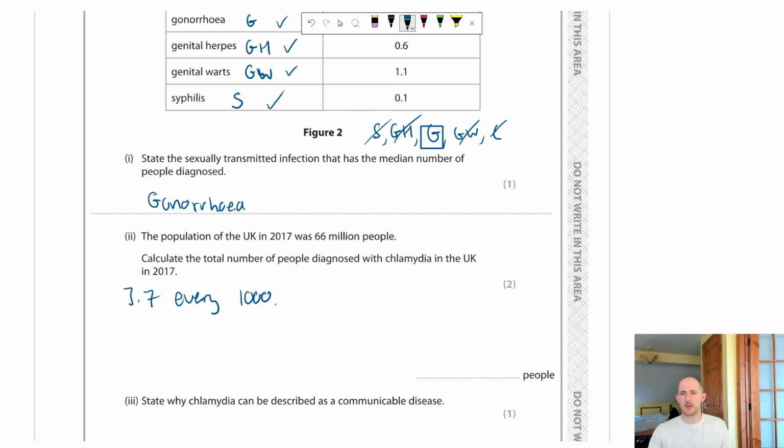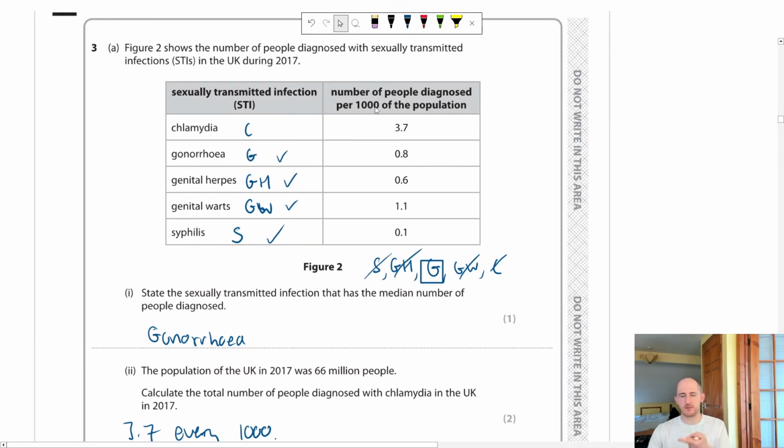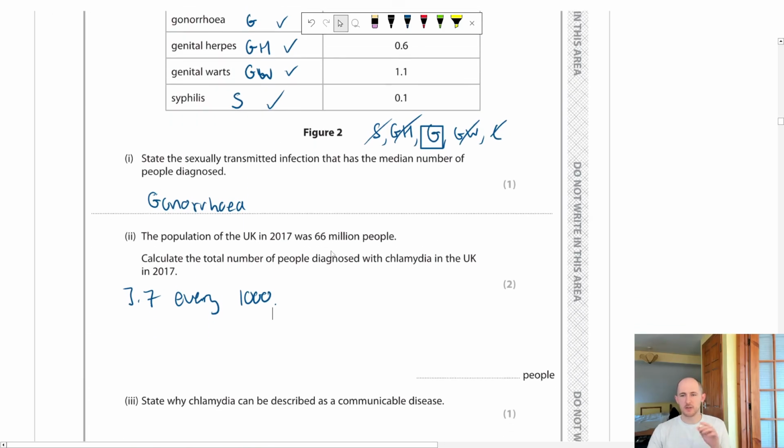What I'm going to do is work out how many thousands of people there are in the UK. So we have 66 million divided by 1,000, which will give me how many thousands of people. 66 million is 66 followed by 6 zeros, over 1,000. You can use a calculator or you can just cross off the last 3 zeros. So there are 66,000 thousands of people.